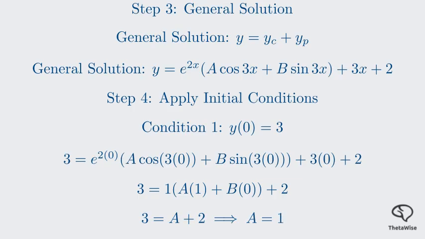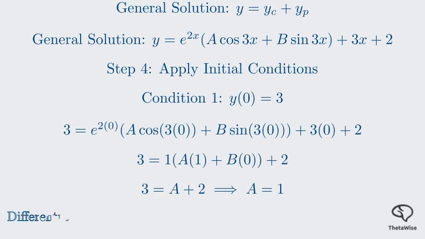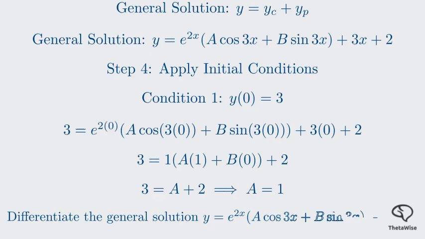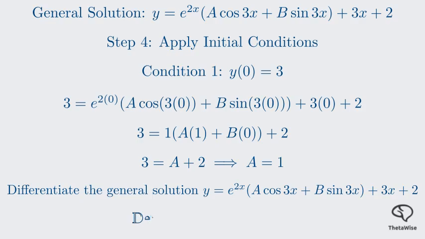We need to find the derivative to use the second initial condition. This is a key step where many students make a mistake. Look at our general solution. It has a product of functions, e to the 2x times the bracketed term. We must use the product rule here. The derivative of the 3x term is just 3, and the derivative of 2 is 0, so the last term in our derivative will be 3.